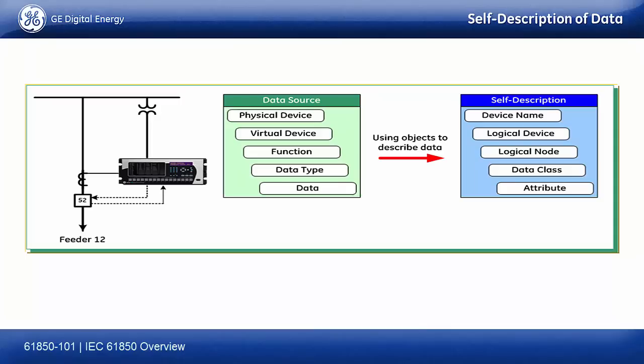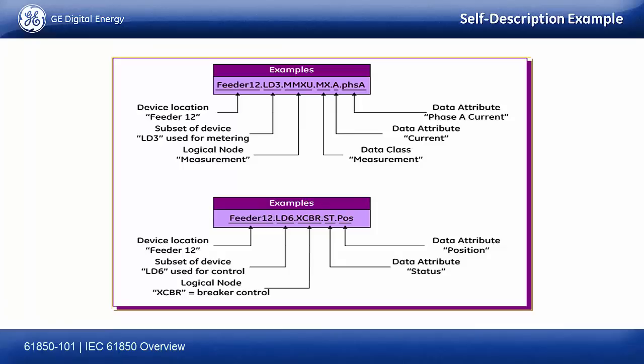I'm going to append to my data somewhere in the message all these five parts in some way to describe what it is, and then the value itself becomes, now I know what the value represents. I know that piece of information. Another example: device location feeder 12, once again logical device 6, which I'm using control, .XCBR, which is a circuit breaker control, .ST, it's a status attribute, to define it even more, it's a position, and my position is going to be open or closed, right? Which defines this data.